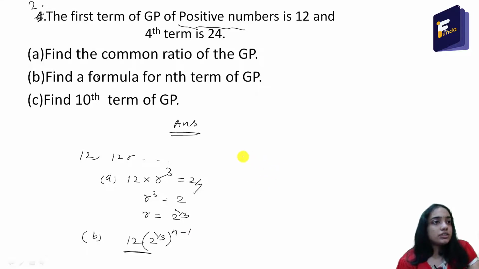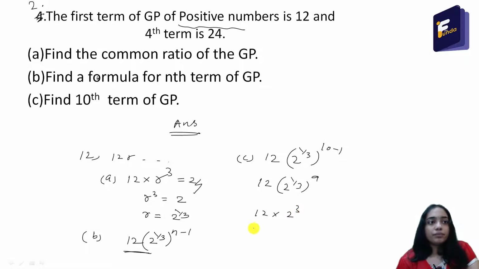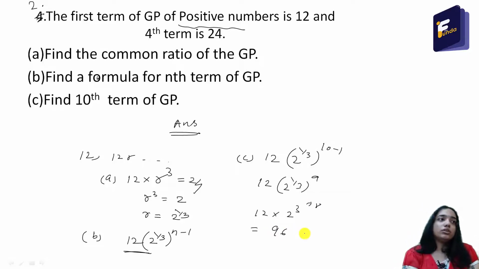Now we are asked what is the 10th term of the GP. 10th term means we have to replace n by 10. So it will be 12 times 2 to the power 1 by 3, whole to the power 10 minus 1. So it will be 12 times 2 to the power 1 by 3 whole to the power 9. So it will be 12 into 2 to the power 3. This is 8, so it will be 96. Now we have got all the answers to this question.